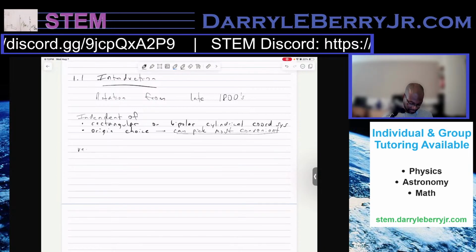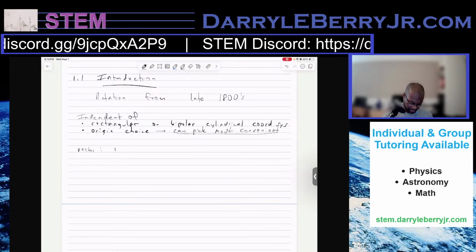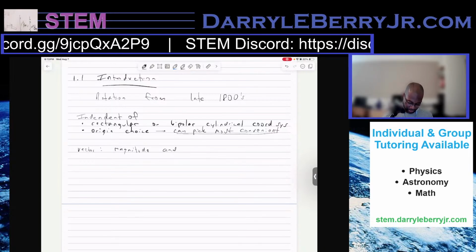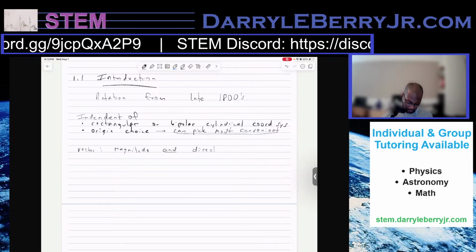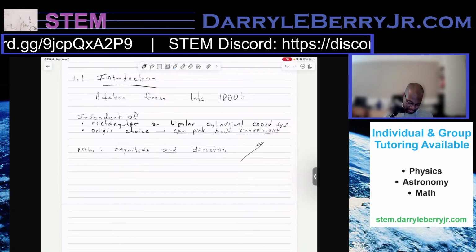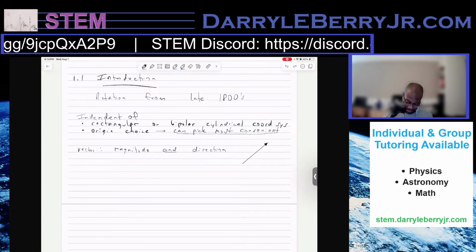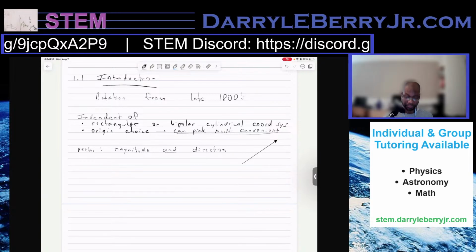So we know a vector has magnitude and direction, and it can be represented like that. The length of the line is the magnitude, and the arrow is pointing in the direction.